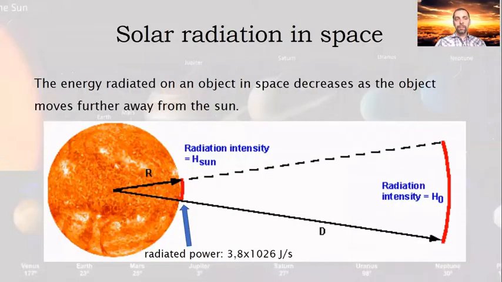So we know already that the sunshine is radiated from the surface of the sun and it travels with a great speed in the deep space. But the energy it carries decreases as it travels further away from the sun. As you see, the amount of energy spreads on a bigger surface as it travels further.